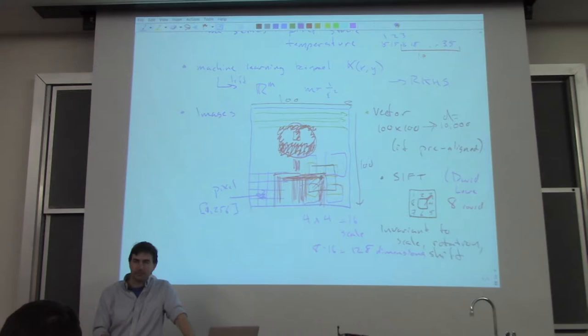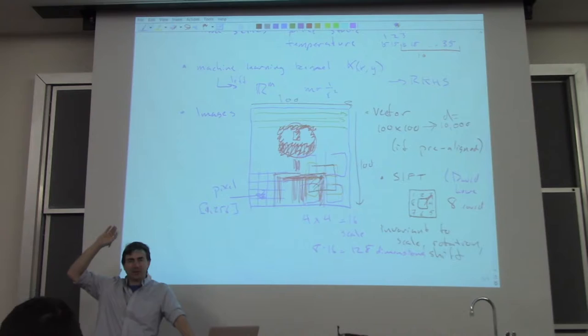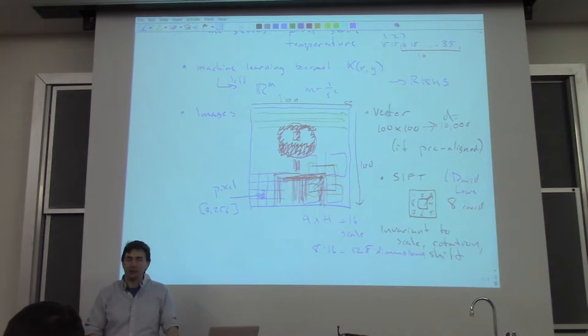Okay, so who had heard of SIFT features before? Okay, every year it's a little bit less and less, I think. But these were like all the rage in computer vision. Now deep learning techniques are taking over, kind of replacing these.